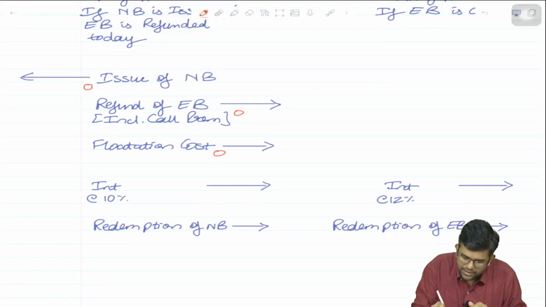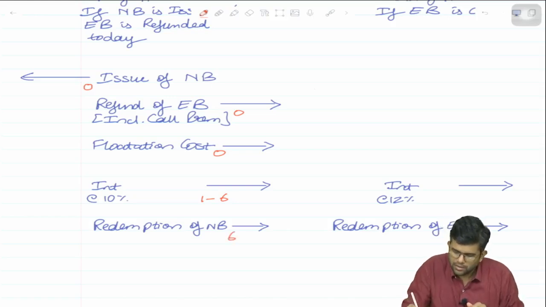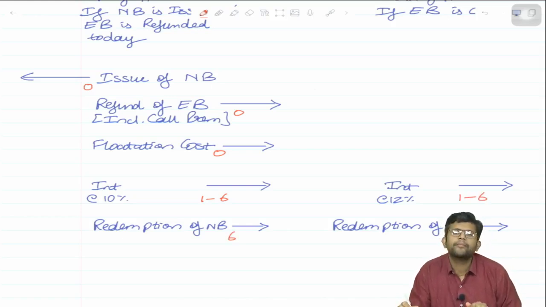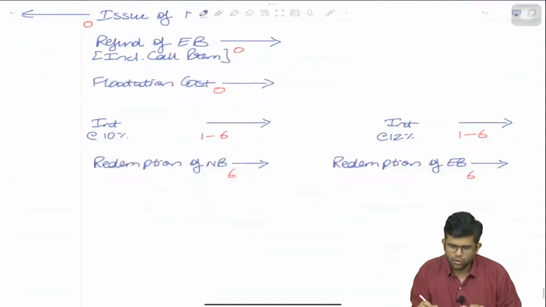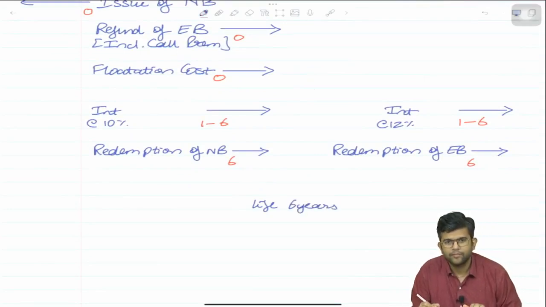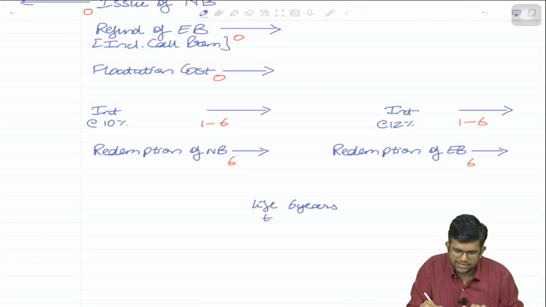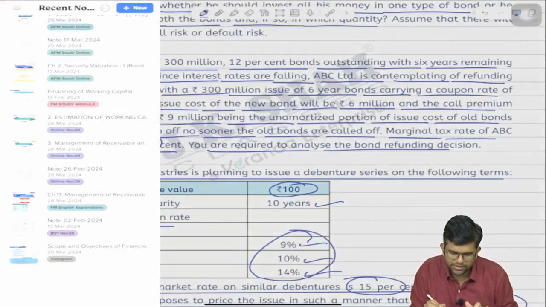Let's see if you understand. Interest, redemption. Everyone clear? Interest, redemption. Done. Now, common things. Can I say both stories will have a life of 6 years? Tax rate given for both stories is 30%.